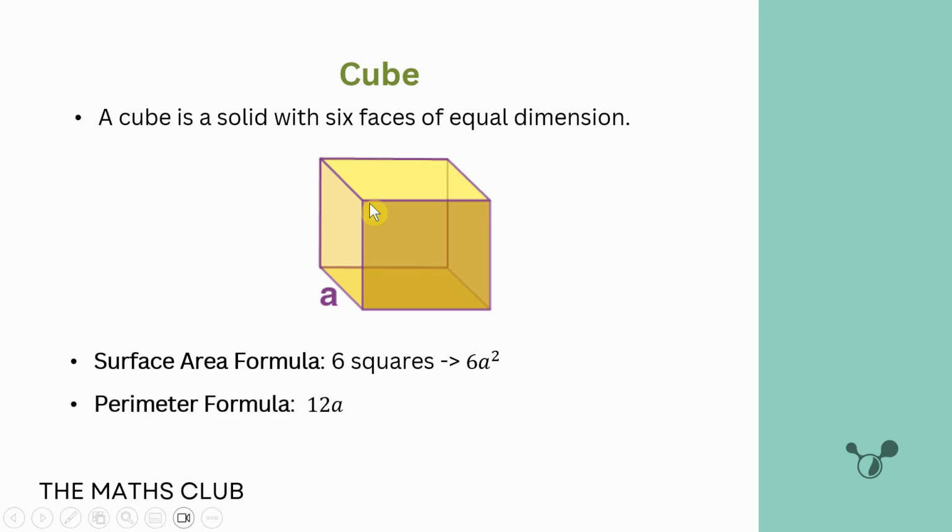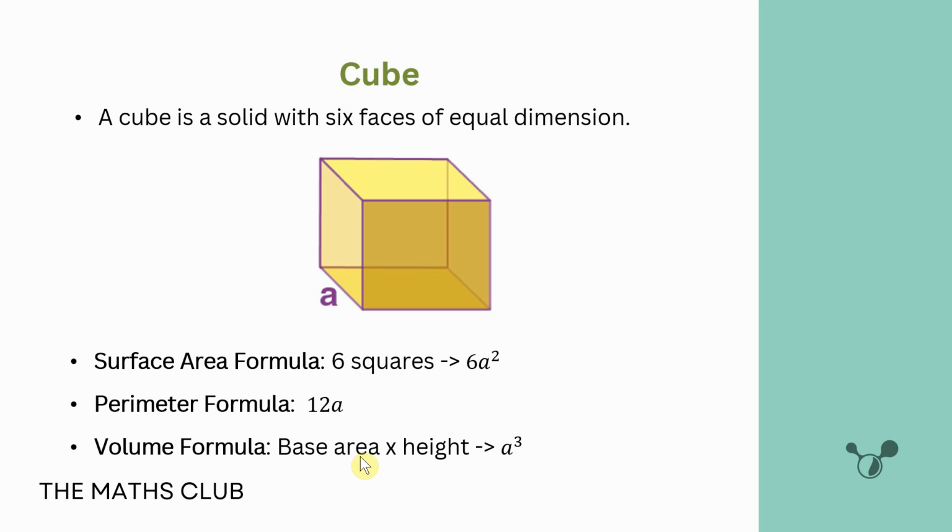And then for the perimeter, if you count each of these lines, this 1, this 2, this 3, this 4, this 5, this 6, this 7, this 8, this 9, this 10, this 11, this 12. So there are 12 different lines. That's why the perimeter is going to be 12 times A, the length of one of them. Makes sense, right? Great. For the volume, volume is always taken as base area times height.